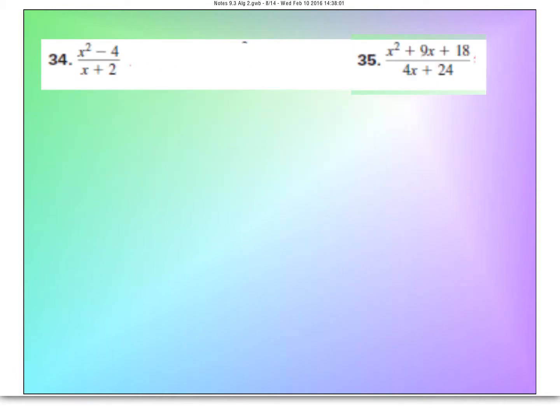Now these next two are going to challenge us to do some factoring. Again, number 34, it's very clear. X squared minus 4 and x plus 2 are not identical groups. However, we have to remember factoring. X squared minus 4 can be factored. What that is, I can factor it into two groups. If you look at it, remember we could do this.